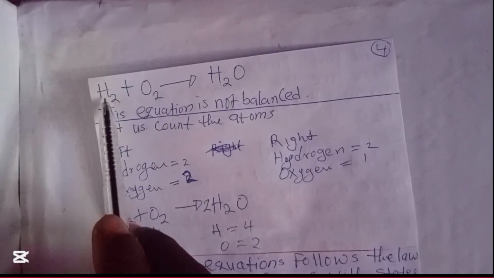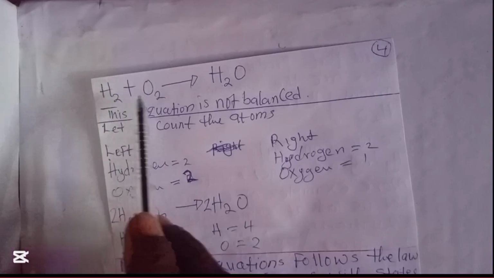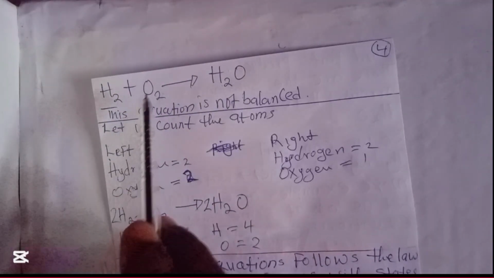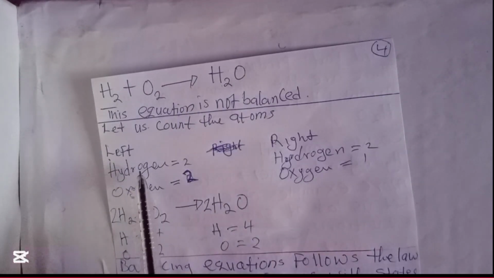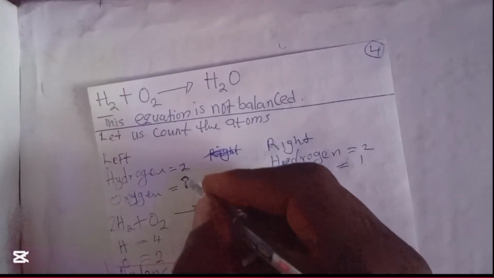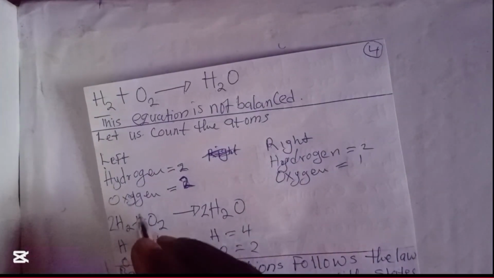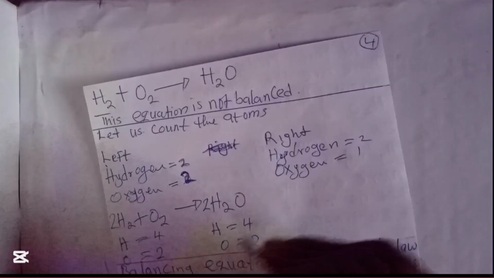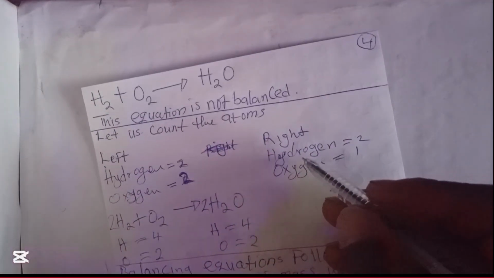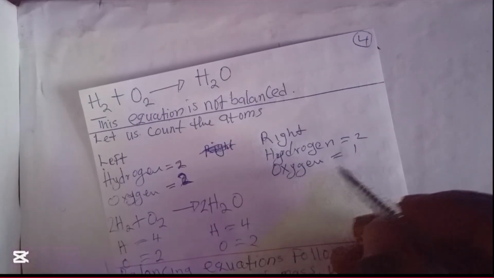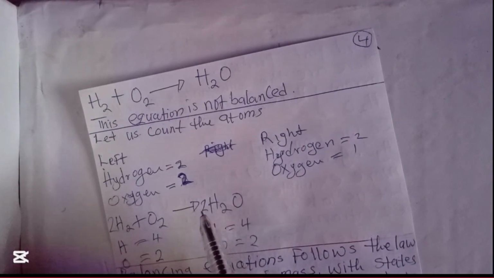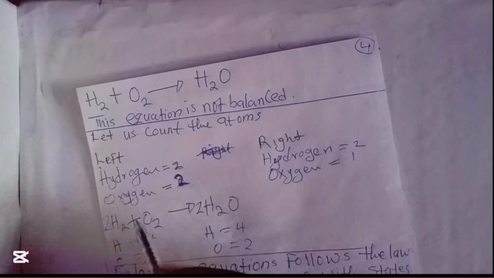Now, how many hydrogen are on the left hand side and how many hydrogen on the right hand side? How many oxygen on the left hand side and how many oxygen on the right hand side? Now, hydrogen on the left hand side is 2, while oxygen on the left hand side is 2. Then on the right hand side hydrogen is 2, while oxygen is 1, which on the left hand side oxygen is 2. Now let's go back to this equation.